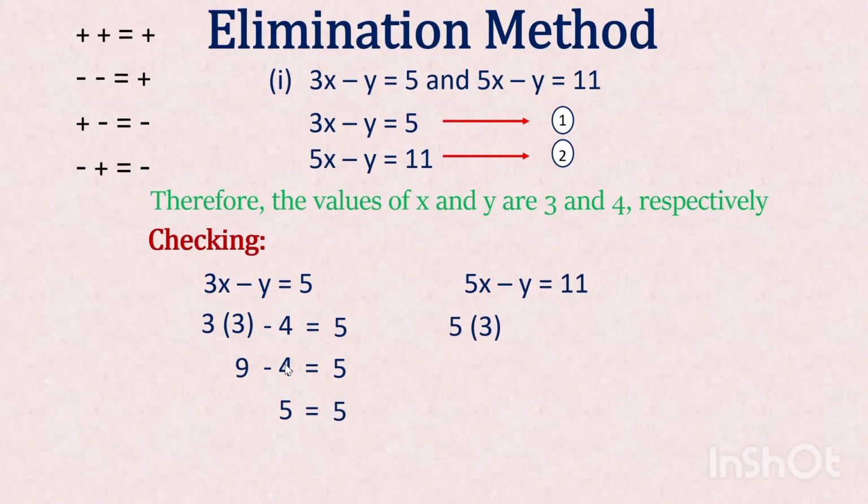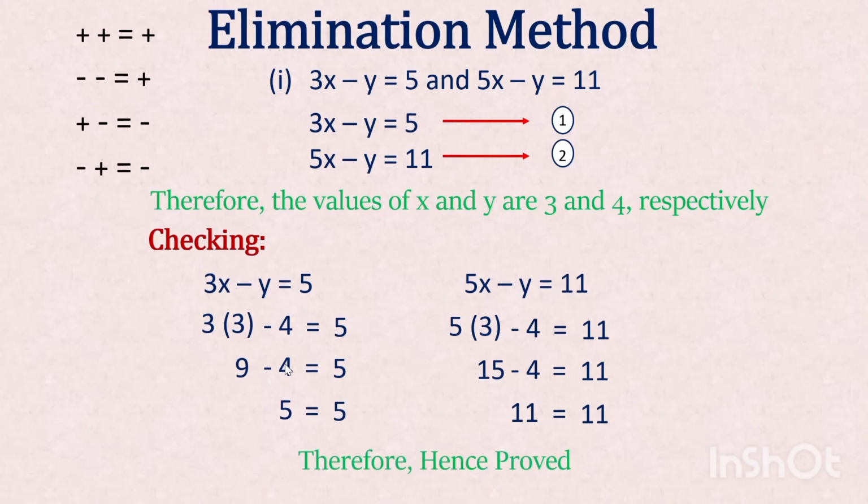Same. Instead of x, enter the value 3, and instead of y, the value of y is 4, is equal to 11. 5 3s are 15, minus 4 is equal to 11. So 15 minus 4 is 11, is equal to 11. As I told you, we checked the answer, hence proved. If you want to cross check your answer, you can check this. This is not necessary. If you want, you can check your answer on a rough page, not on the main page.